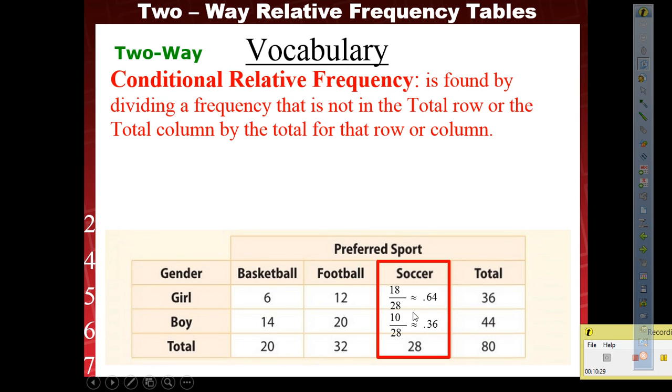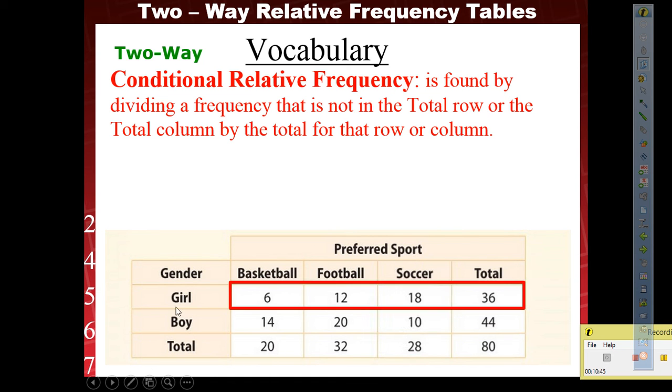Let's say I changed the condition and I said, find me the relative frequency for the condition of girls only. Girls only. So then you look at these. Tell your neighbor, what would you write for this cell? Okay, so I hear 6 over 36, and you simplify, yes? How about this one? 12 over 36 and 18 over 36. You get the conditional one, right?